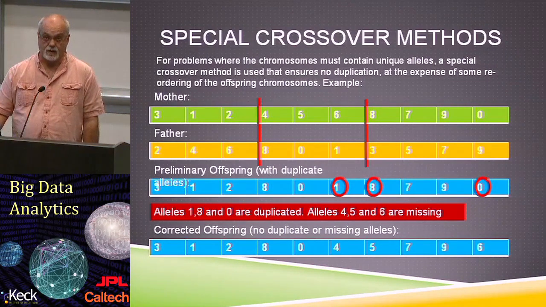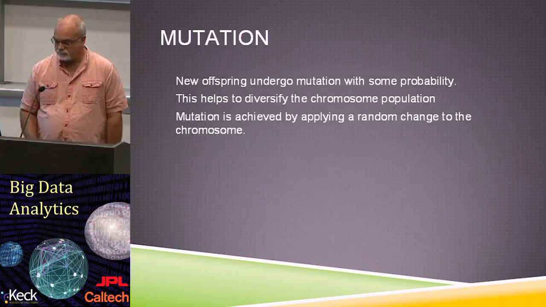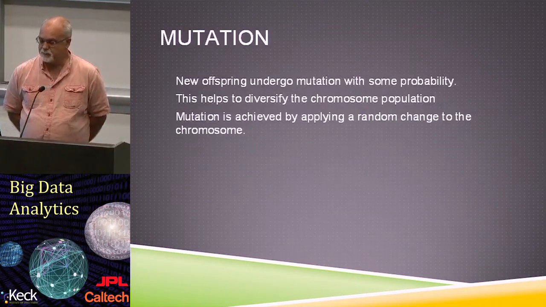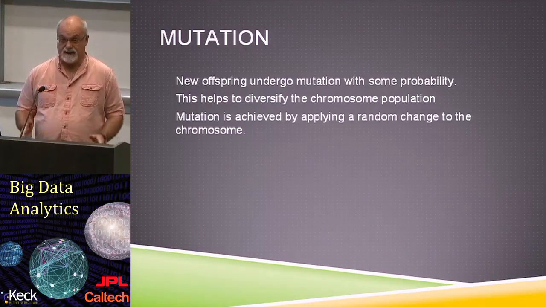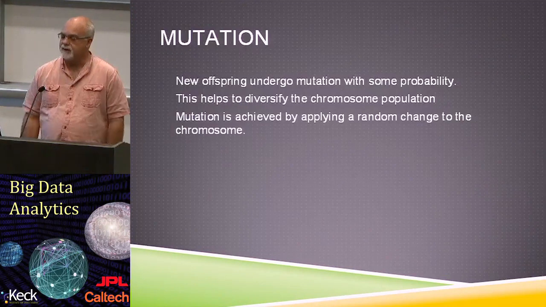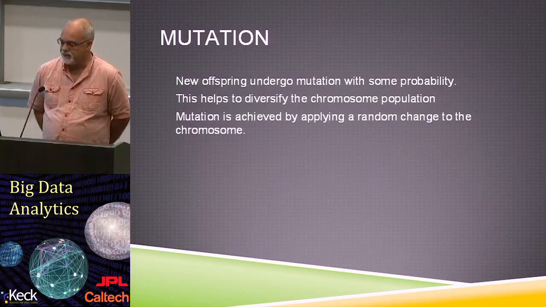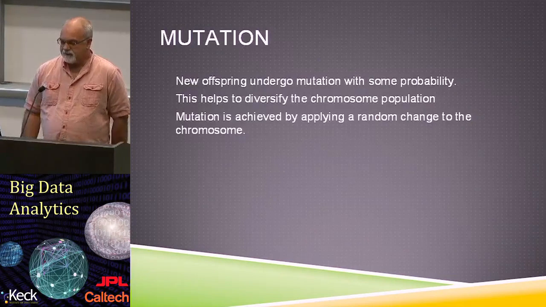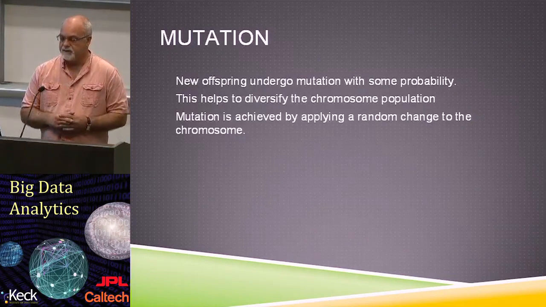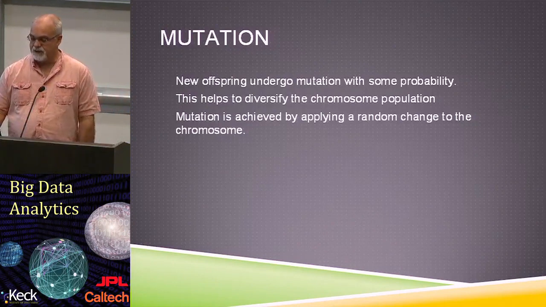So this is a little bit ad hoc, but a lot of what you do in genetic algorithms is ad hoc. Now we'll look at mutation, and this is a process where once we've got the offspring, we decide whether or not they're going to survive as they sort of came out of the womb, if you like, or if they're going to actually undergo some sort of genetic mutation. There's some probability associated with that, as we said before. The idea of a mutation is it helps to diversify the population. And it's achieved just by making some sort of a random change to the chromosome.